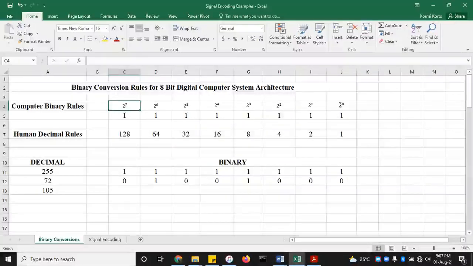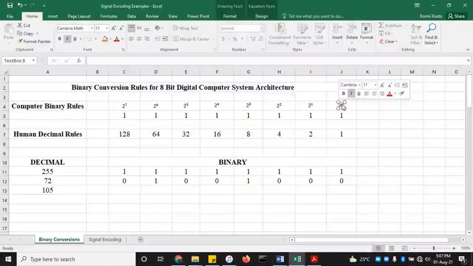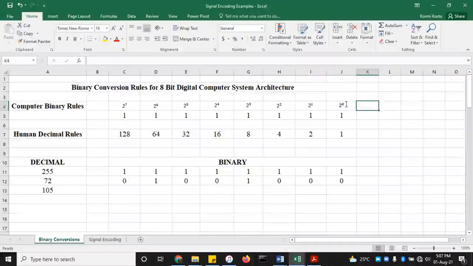in 2 raised to the power 0. So it's like you have your binary raised to the first number within a computer counting system, which is from 0, and then 2 raised to the power 1, 2 raised to the power 2, 2 raised to the power 3, 2 raised to the power 4, all the way up to 2 raised to the power 7.